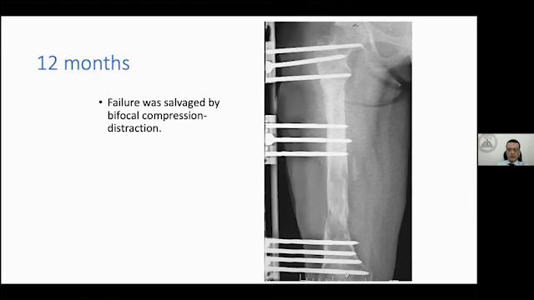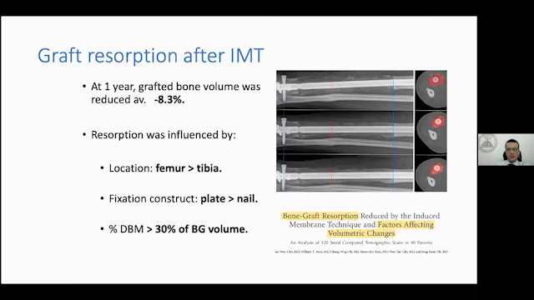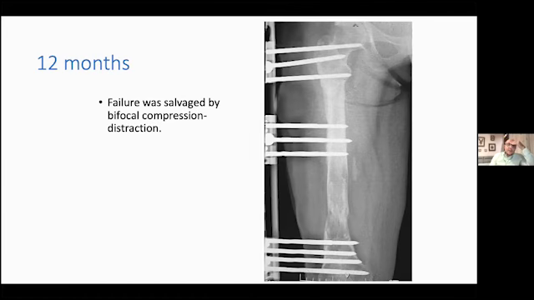Finally, the failure in this case was salvaged by distraction osteogenesis by a bifocal compression distraction. Okay, proceed, Mustafa. Did you have cultures at this stage, Mustafa, or doesn't matter? No. This stage was done 6 months after the last failure, so the wounds were totally closed, and we did not explore the fracture site.